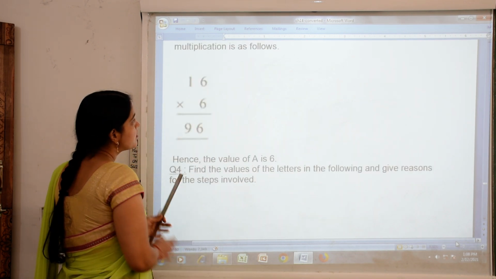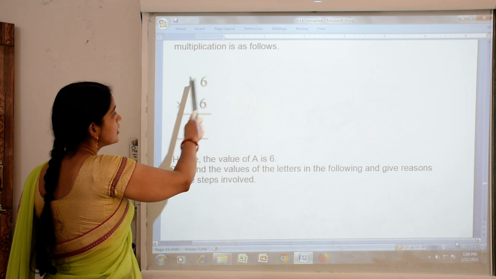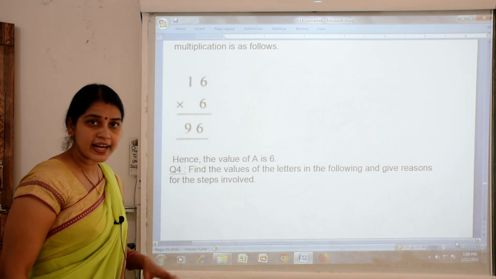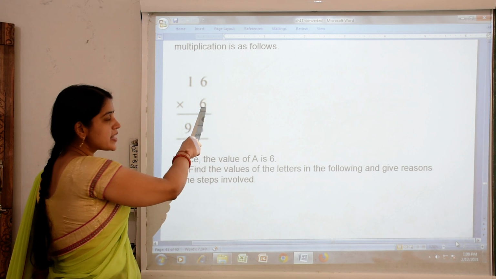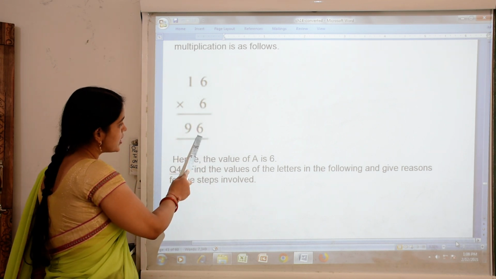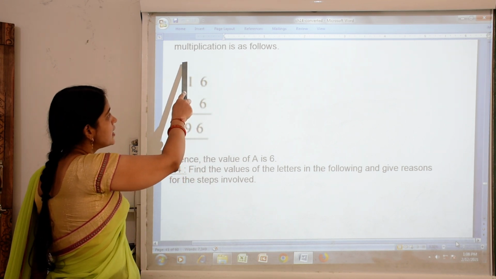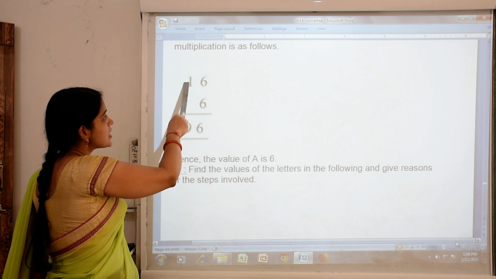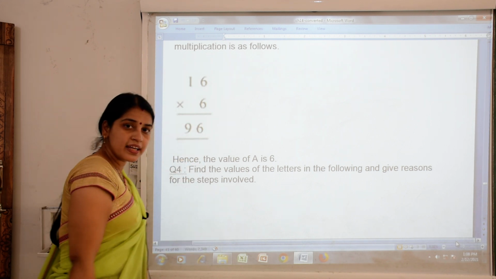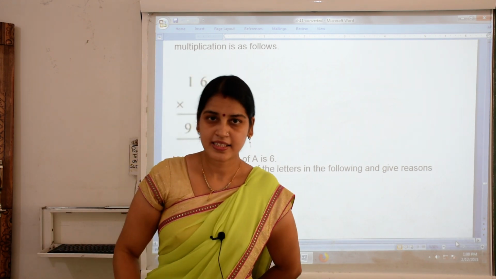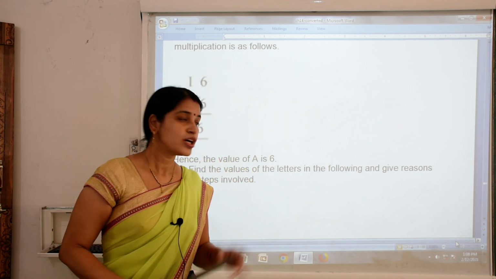So on solving, we are getting here 1. Then in place of a, we are writing 6. So 6 into 6, 36. So here comes 6, carry 3. Then 6 ones are 6 plus 3, 9. So it comes 96. Hence our puzzle get solved.